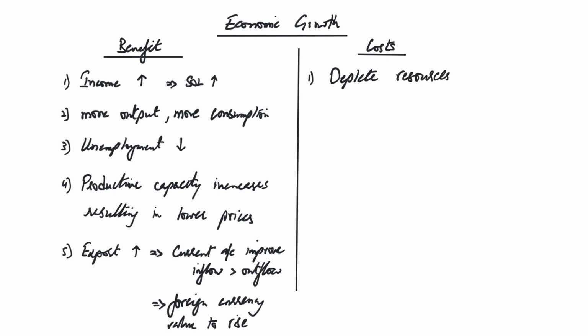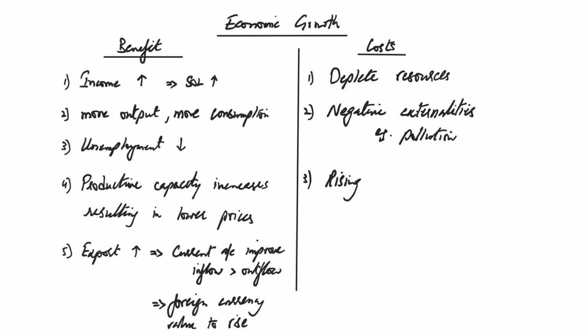That means lesser for the future. Economic growth also means negative externality in terms of more pollution, because you're going to be using up your resources, you're going to be creating wastages. Example, pollution, rising aggregate demand will cause inflation.